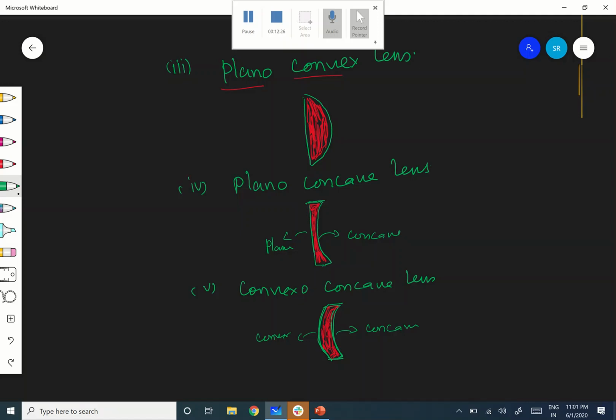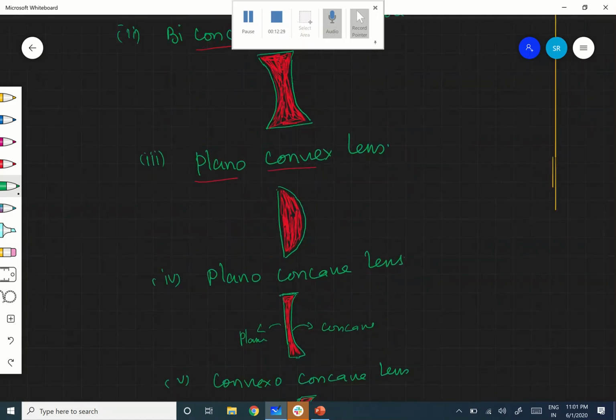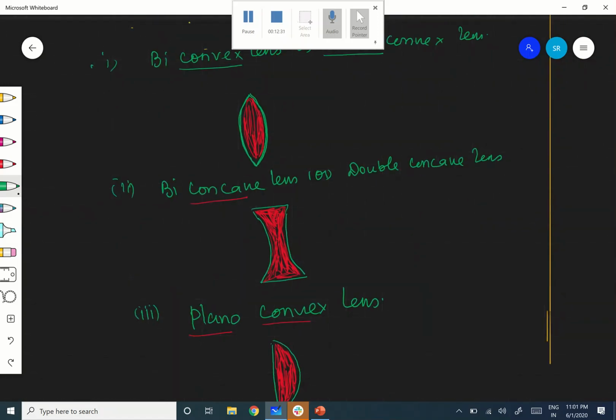But what we are going to deal with is only the biconvex and biconcave lens. There is no need for you to say biconvex every time. Just simply you can even say this one as a convex lens.